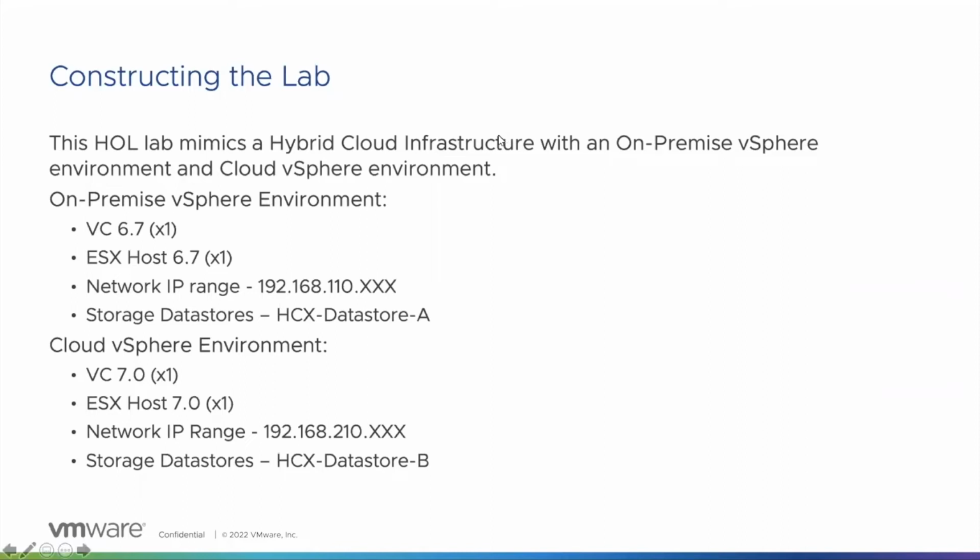Anything in the IP address range that's 192.168 and starts with a 1, so like 110, 120, 130, that's going to be on the A side. On the secondary side, the B side, this is going to be vCenter 7.0 and ESXi host 7.0. Again, one host, just for conserving resources. And this was the latest build when we built the lab a little while ago.